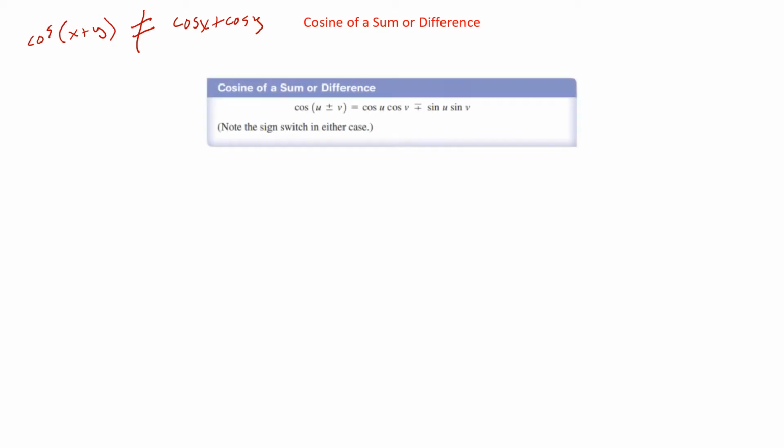For cosine, it's the cosine of u plus or minus v. It's basically the same for addition and subtraction. It is cosine u cosine v minus sine u sine v. Now notice the signs here and here are flipped. That's because when you are adding, you subtract, and when you're subtracting, you add. So the sign has to change with both of them.